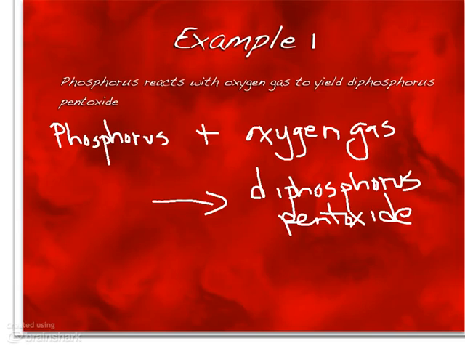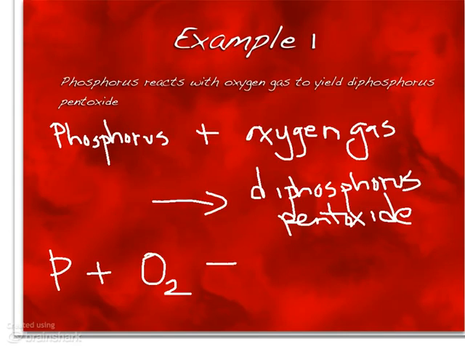So you have phosphorus. Is phosphorus one of those diatomic molecules? No, it can just be represented by a P. So that's phosphorus. Plus oxygen gas. Was oxygen gas one of those diatomic molecules? Yes. So that means you'd have to have O2. It wouldn't just be O, because oxygen doesn't appear in nature as just one element. It's always in a molecule.